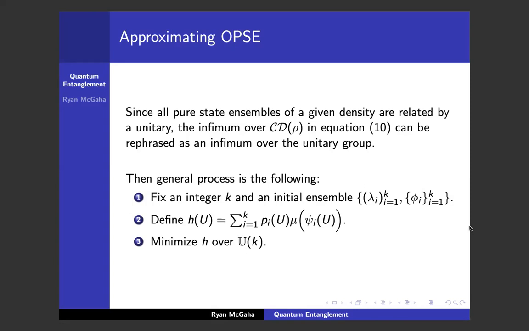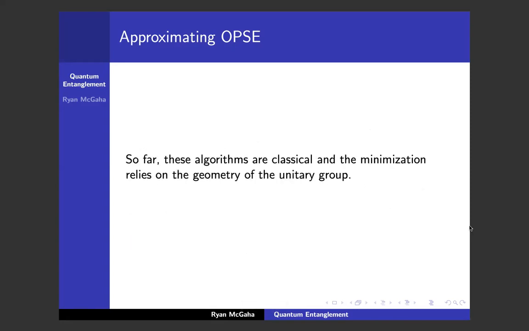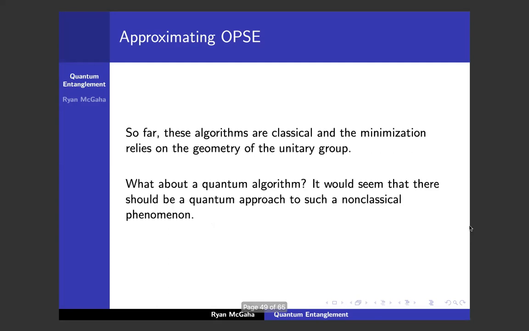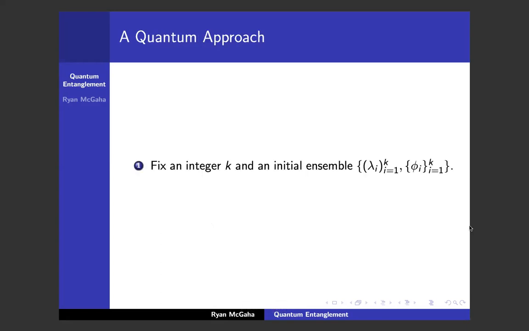That sounds simple enough, but it turns out that it requires a lot of geometry. All these algorithms are classical, and the minimization relies on the geometry of the unitary group. Well, I'm not good at geometry, and one might ask, is there a better way to do this? Because we're studying a very non-classical thing, entanglement, would there be a quantum approach to doing this? Well, it turns out that the Schrödinger-HJW theorem told us yes, and we're going to discuss that algorithm now.